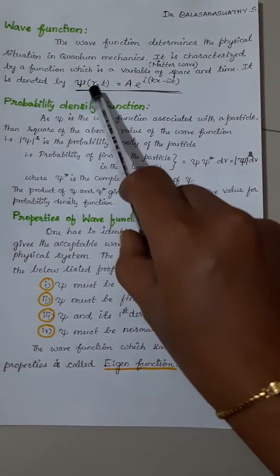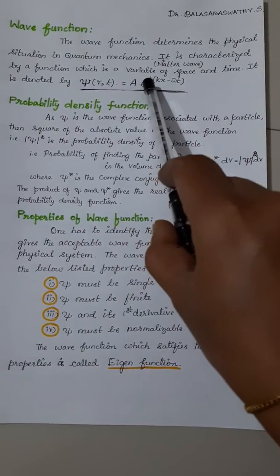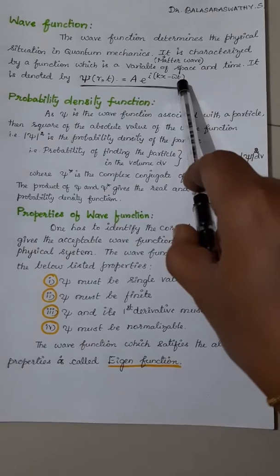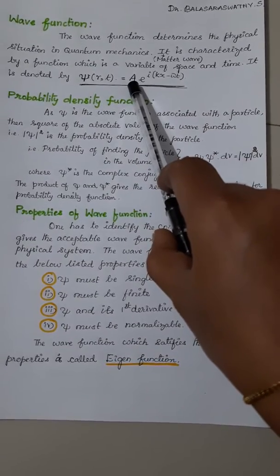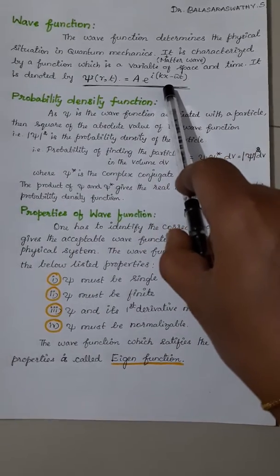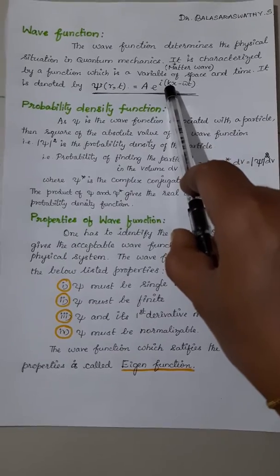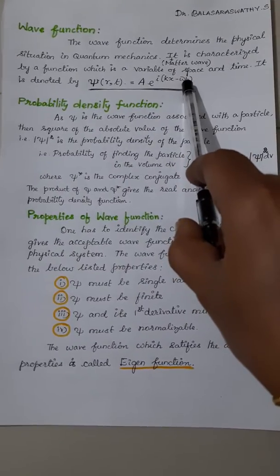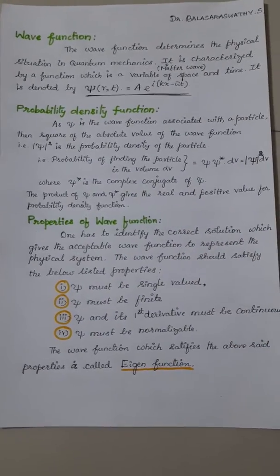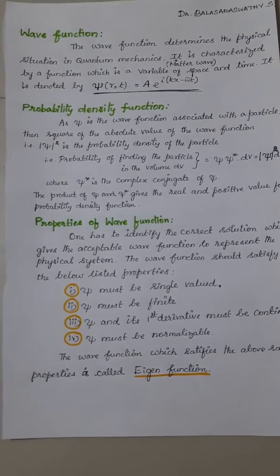And psi of r comma t is given by A into exponential of i into (kx minus omega t), where A represents the amplitude of that matter wave and the exponential part represents the phase of that matter wave. And k is the propagation constant, omega is the angular frequency, and t is the time elapsed. And this wave function does not have any physical significance.